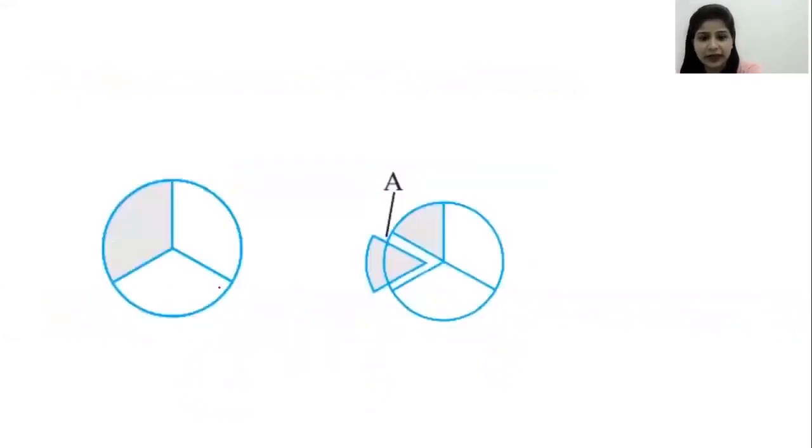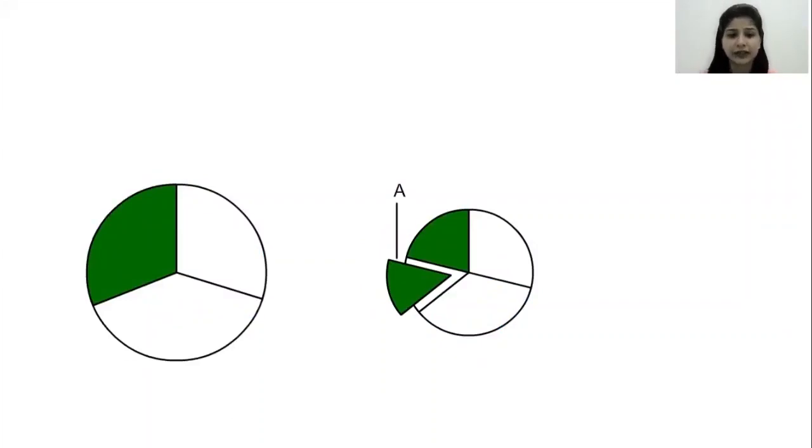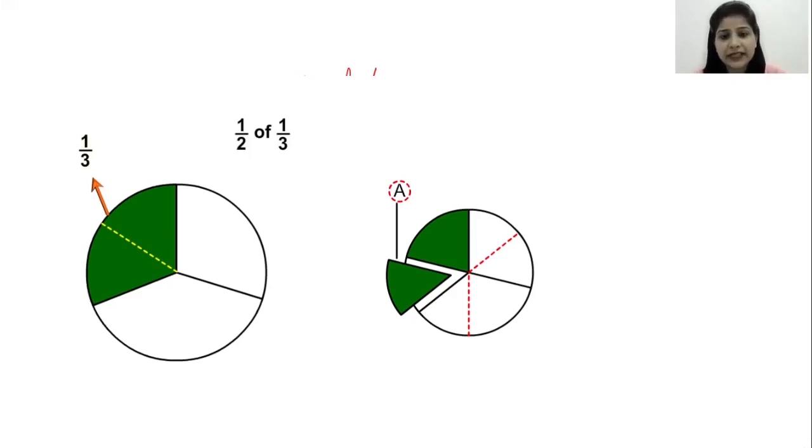Let us consider one more example. Look here. What does this represent? There are 3 equal parts, so the shaded part is 1 upon 3. But if I have to take half of 1 upon 3, what will we do? We will make it half. As you can see, there are 2 equal parts. So what does this A represent here? A represents half of 1 upon 3.